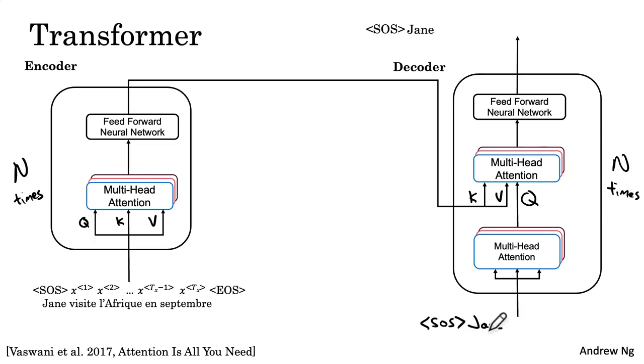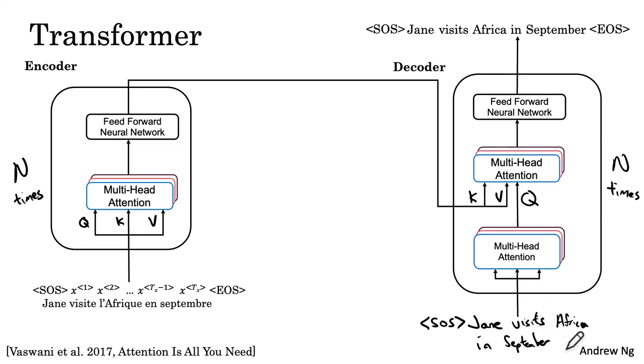And now the next query comes from SOS and Jane, and it says, well, given Jane, what is the most appropriate next word? Let's find the right key and the right value that lets us generate the most appropriate next word, which hopefully will generate "visits." And then running this neural network again generates Africa. Then we feed Africa back into the input. Hopefully it then generates "in," and then "September." And with this input, hopefully it generates the end of sentence token, and then we're done.